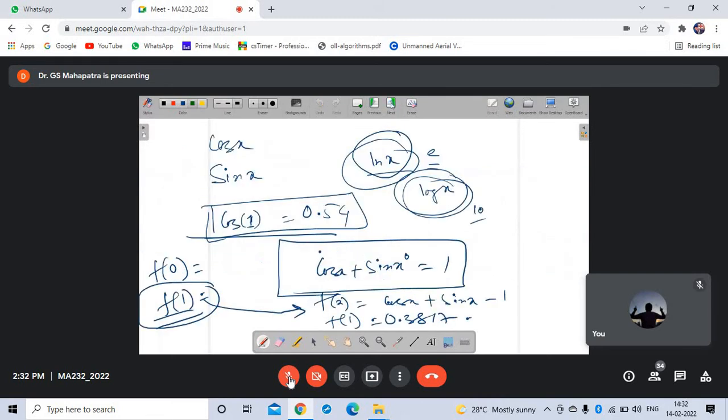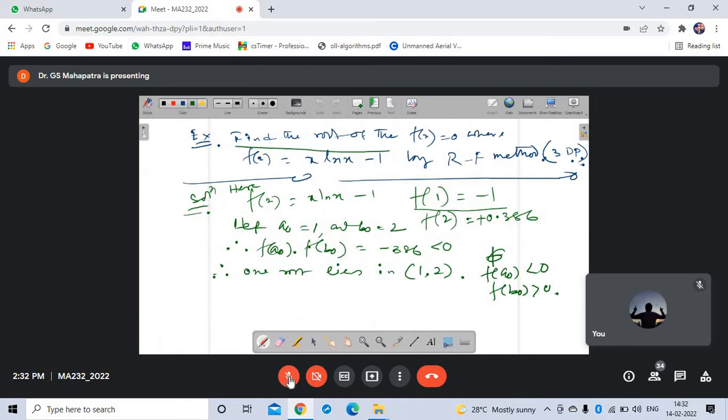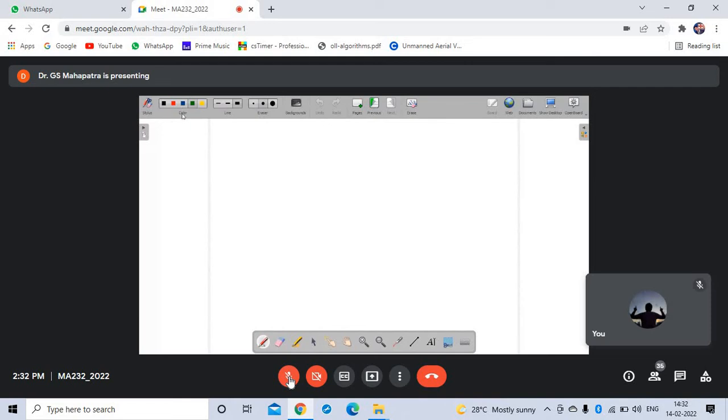Next, we will construct the table. This is step 1. Now step 2: we will construct one computational table. Write down the computational table, or iteration table.